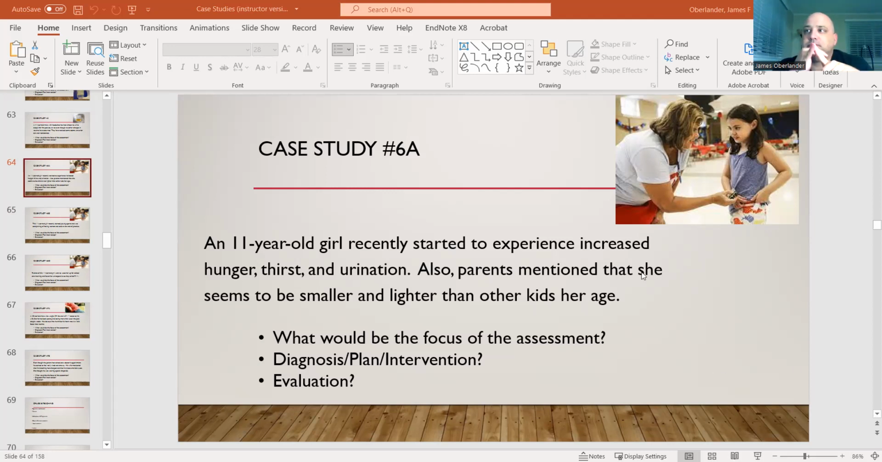So they're young. They're peeing a lot, they're thirsty a lot, they're hungry a lot. Diabetes type 1. Because they're young, increased hunger, increased thirst, increased urination. That's where you start saying, oh, well, what is that? Oh, that's polyuria, polyphagia, polydipsia. All right, so now we have type 1.